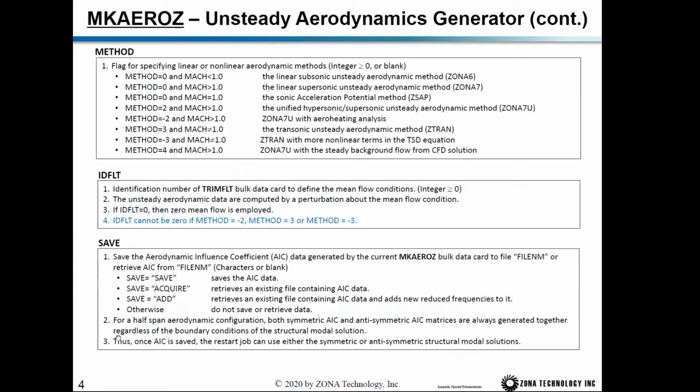And for the half-span aerodynamic model, both symmetric AIC and anti-symmetric AIC are always generated together, regardless of whether the boundary condition of the structure is symmetric or anti-symmetric. So once AIC is saved, the restart job can use either symmetric or anti-symmetric structure model solution. Because if you have a half-span model and you save AIC, the AIC has both. Then when you rerun the job and change the structure boundary condition from the symmetric one to the anti-symmetric one, you still can retrieve the AIC because the anti-symmetric AIC already exists.